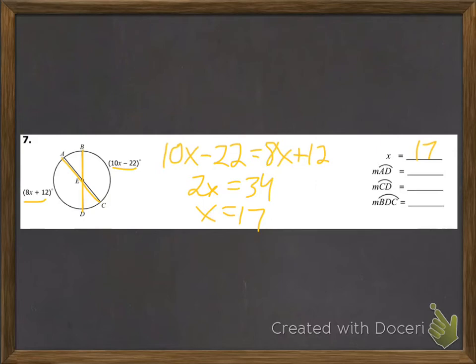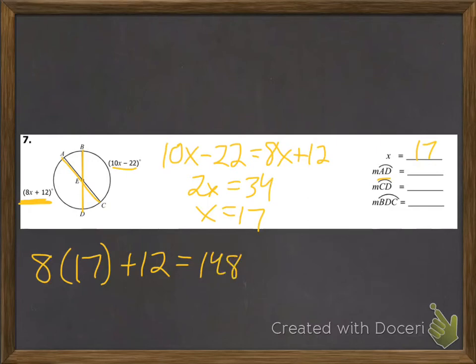Now let's use that to find all the missing measures. So first I need to find the measure of AD, which would be this one over here. So just go ahead and plug in x. So 8 times 17 plus 12. Do the math for that, and you should end up getting 148 degrees. So over here, 148. Put a degree symbol.